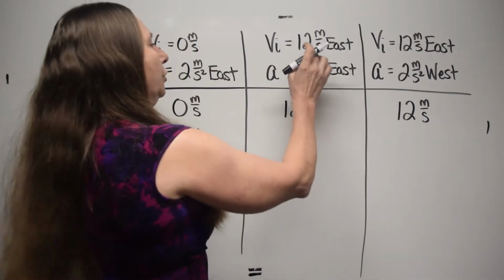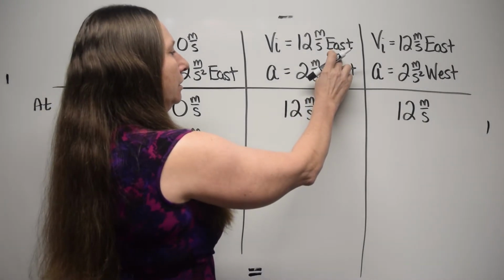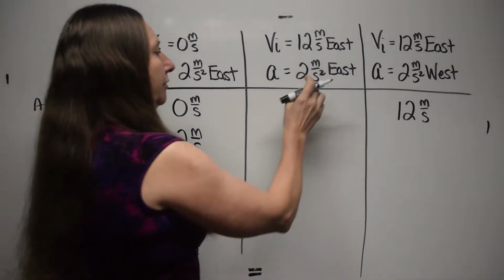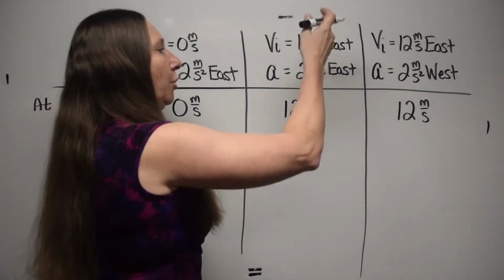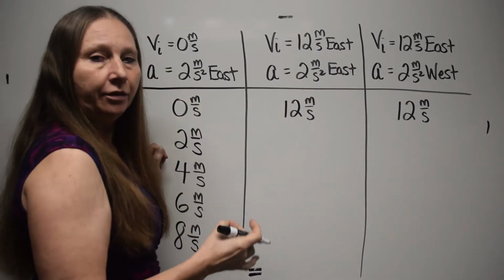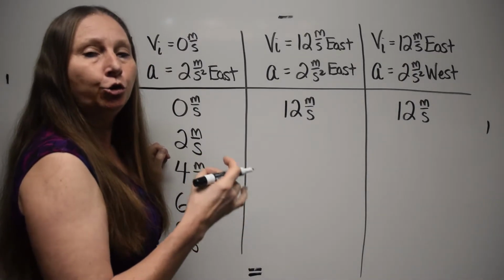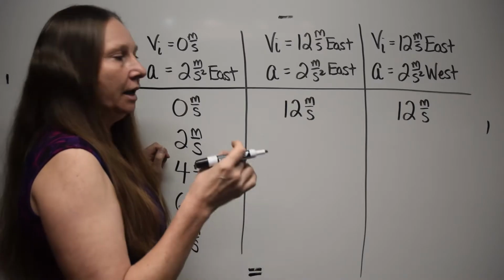Here, you're starting with an initial velocity of 12 meters per second east. Your acceleration is also east. Your velocity is changing by 2 meters per second every second. They're both east, so they're working together. So your velocity is going to increase by 2 meters per second every second.